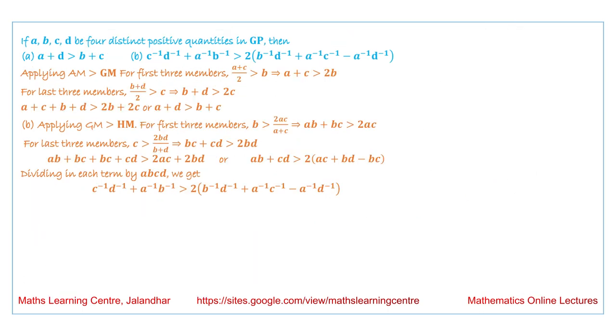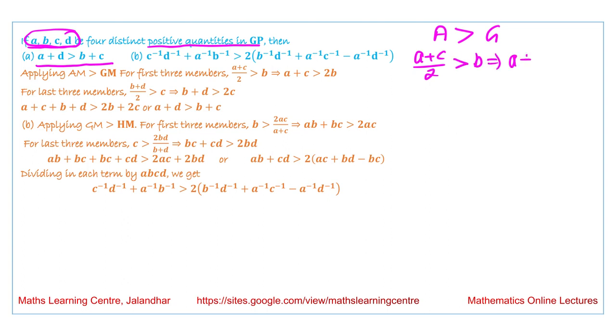Now next we have, if a, b, c, d are 4 distinct positive quantities in GP. So these numbers are now given to be in geometric progression. We have to prove that a plus d is greater than b plus c. We know that the arithmetic mean is greater than the geometric mean. Now the arithmetic mean between a and c, a plus c by 2, is greater than b.